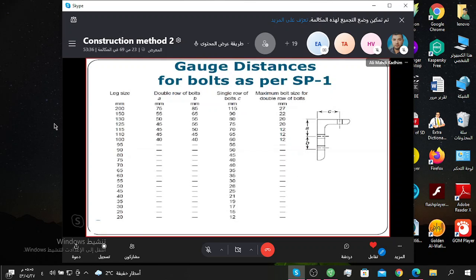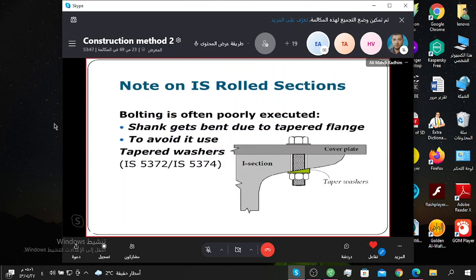Gauge distance for bolts as per SB1. The figure is shown. Not on IS rolled section.